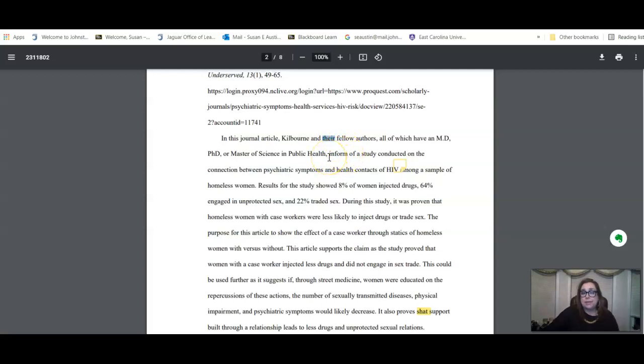With the recent APA 7th edition, they do suggest that if you're referring to an unknown gender, it's not been identified yet, it's best to use they and their. I will say my grammar heart, I don't really like a singular being with a plural, but in this case, it is a group of authors, so there is plural.